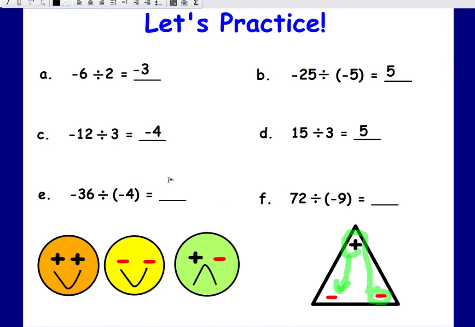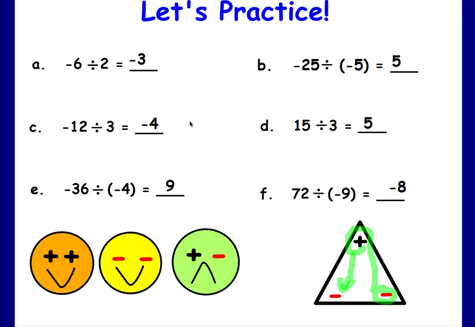A negative divided by a negative, same signs, so your answer is positive 9. A positive divided by a negative, they're different signs, so your answer is negative. If the signs are the same, your answer is positive. If the signs are different, your answer is going to be negative.